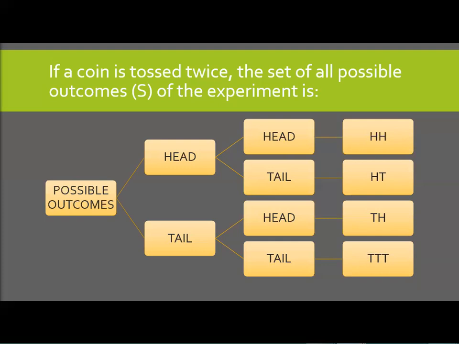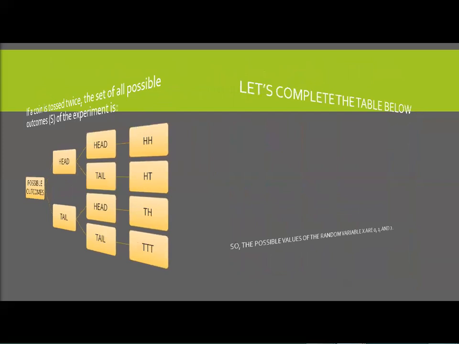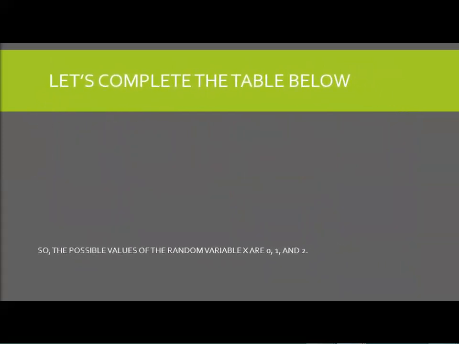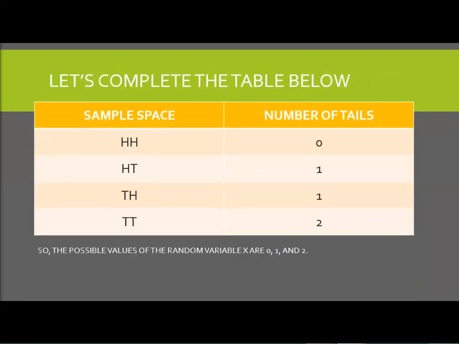The next thing that we must do is to complete the table on the next slide. Let's complete the table below. You will have two columns. The first column is the sample space, and the second one is the number of tails, because we are to identify the number of tails for this one. You can also make an experiment focusing on the number of heads.